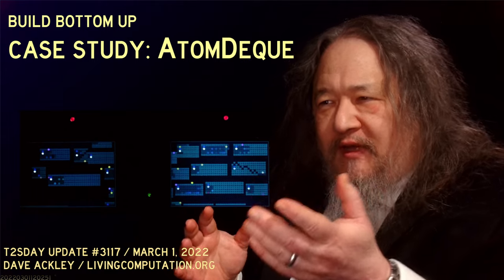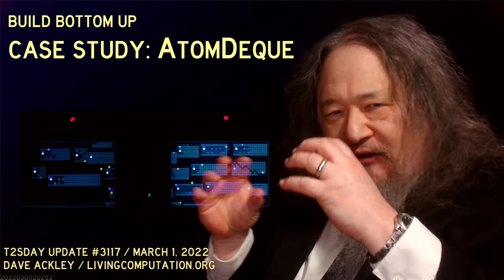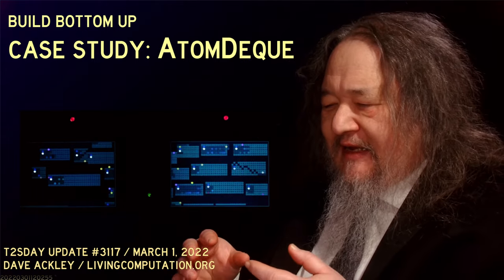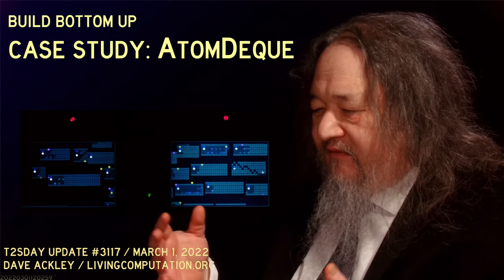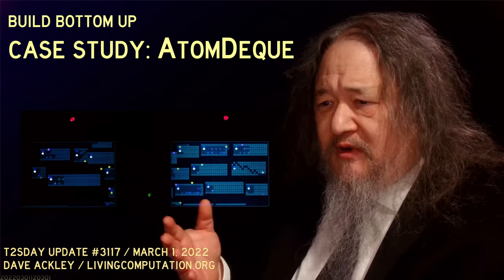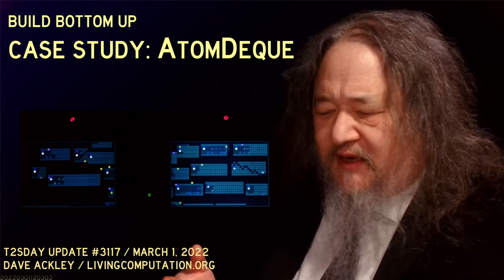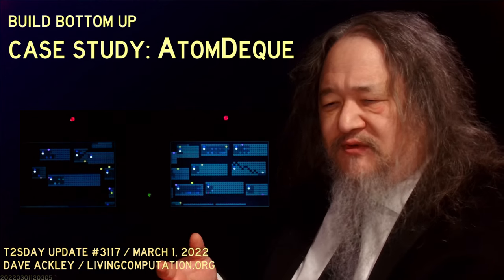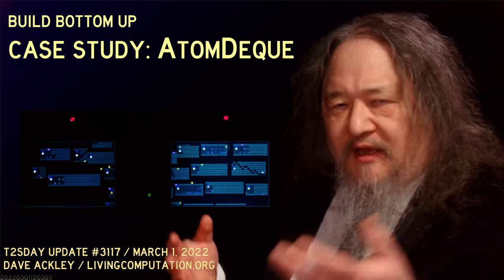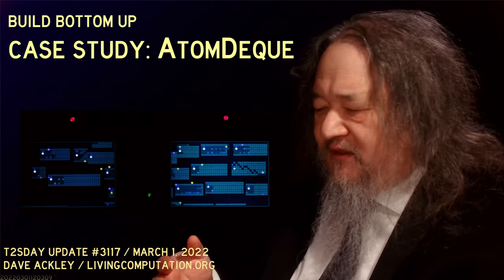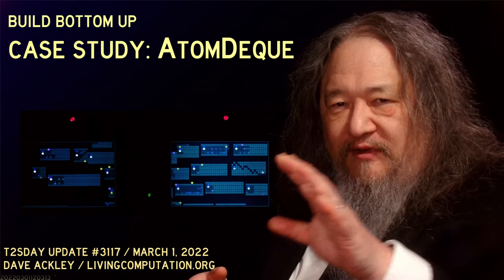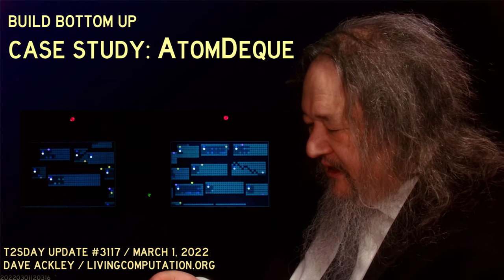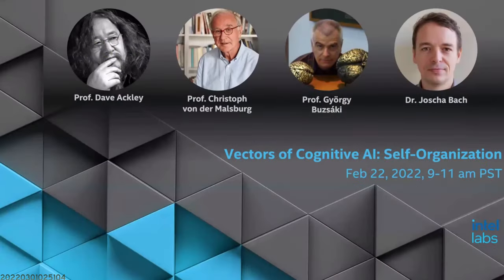AtomDeques. That's what we were looking at, a whole bunch of AtomDeques, little rectangles sort of floating around there, as an example of building bottom-up. And where this all came from was last week I took part in this online panel discussion that Intel Labs was running, and it was fun. I learned stuff. So I'm going to show 60-second little clips from it to set up what I want to do with it, and then we'll take it from there.